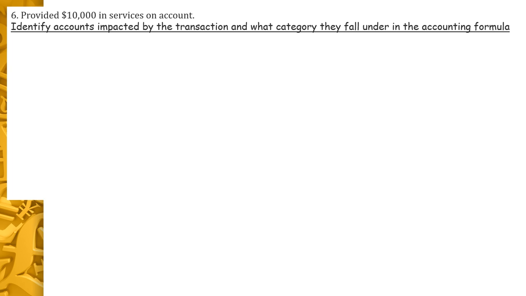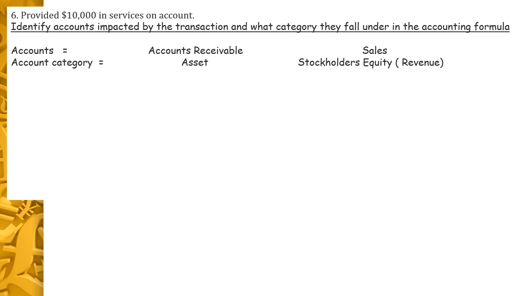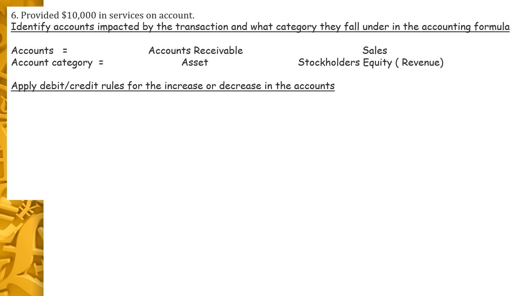Now, next, we provided $10,000 in services on account. What again that means is something happened, but no cash was exchanged. So, it would be accounts receivable because people owe us money. So again, we have an asset and we have stockholders' equity. Our accounts receivable went up and our sales went up. We increase our accounts receivable with a debit and we increase our sales with a credit.